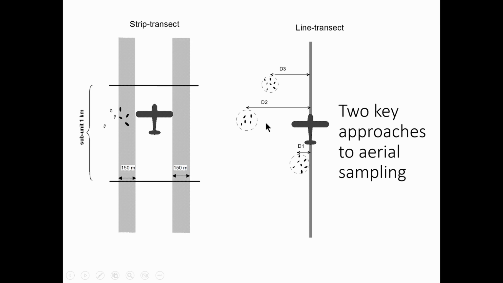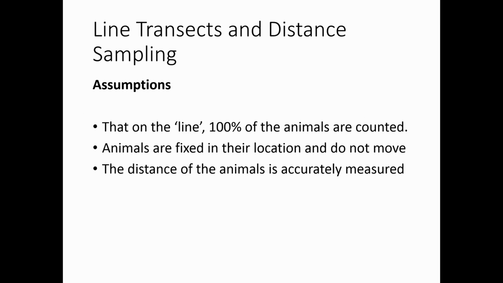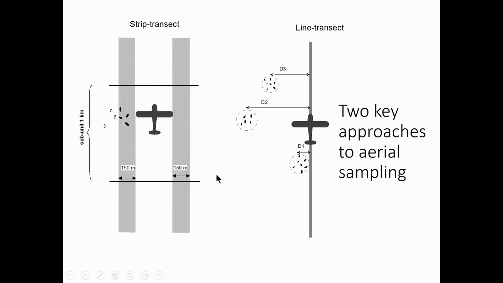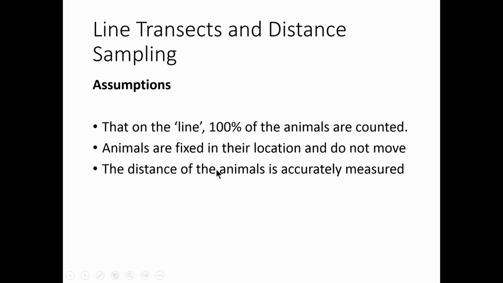And it has been tried in Africa. It's not part of the systematic reconnaissance flight technique, but it is worth dwelling on it just a little bit. There are assumptions to the line. That on this line, 100% of the animals are counted. And the animals are fixed in their location and do not move. In other words, they don't go from near the plane to far from the plane, which is a little bit problematic if they're running as fast as they can from the plane. And that the distance of the animals is accurately measured.